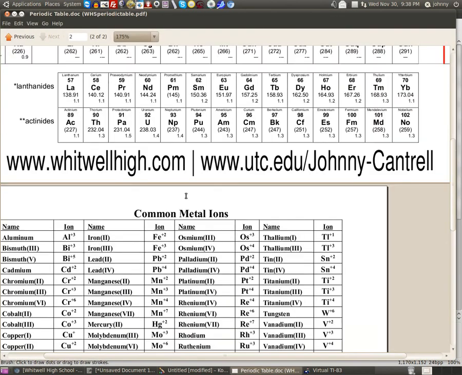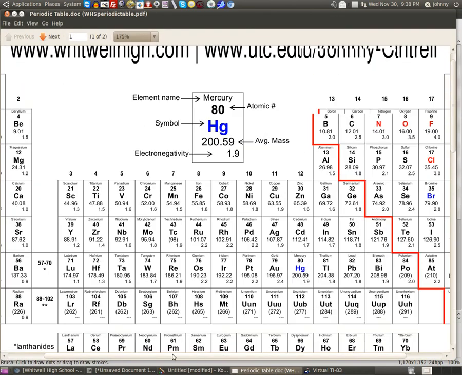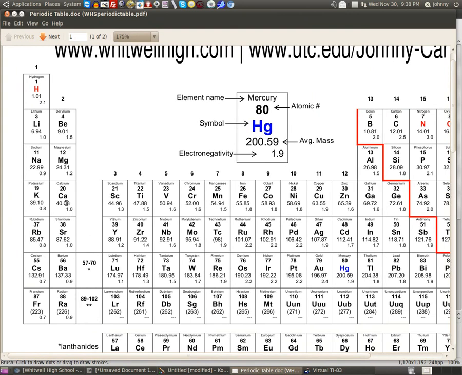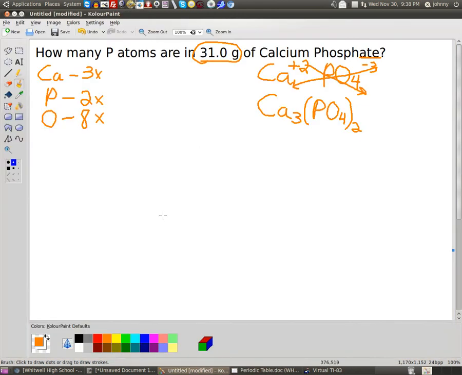Ca, calcium, is in the second column on the periodic table. If you notice, it's right here. The atomic mass of calcium is 40.08, so let's write that down. 40.08. If your periodic table has a different value, that's okay. It's just that the one I gave my students rounded them all to the nearest hundredth.